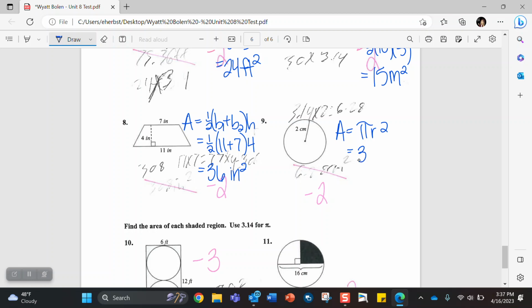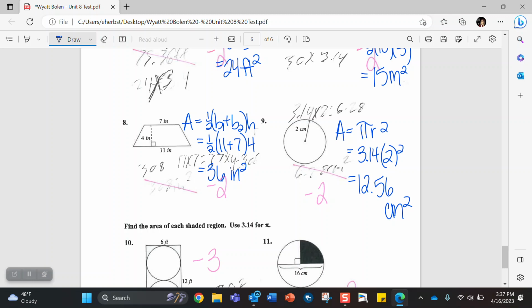So this one is pi, which we use 3.14. The radius is 2, and we have to square that. So 2 times 2 times 3.14, and that is 12.56. Again, our units, centimeters squared.